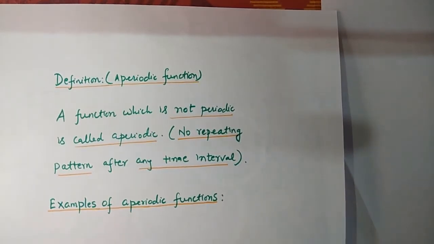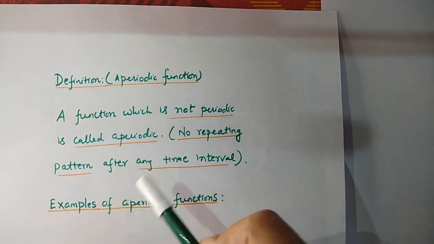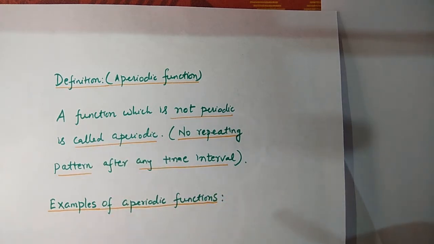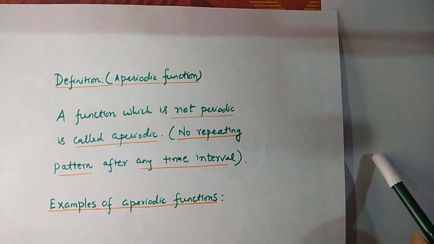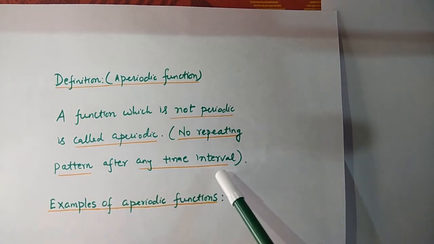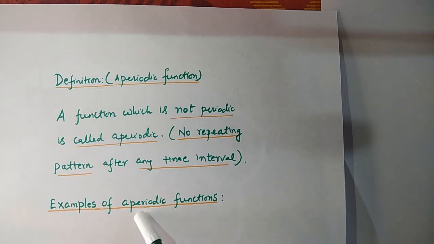In the previous lecture, we defined formally what a periodic function meant. So it's a good time to see what an aperiodic function is. Basically, any function which is not periodic is said to be aperiodic. And the essential feature of an aperiodic function is that there is no repeating pattern after any regular time interval. Let us see some aperiodic functions.